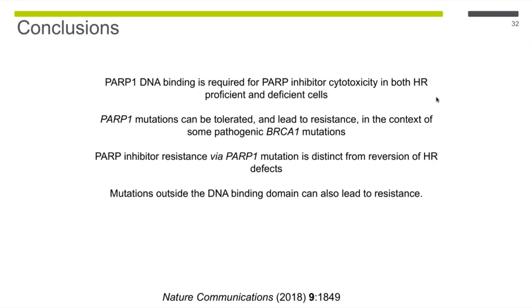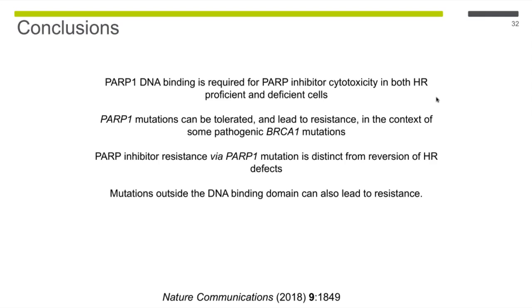And so from the models that we isolated from these BRCA1 mutant cell lines, we showed that actually the resistance is very distinct from the kind of resistance that occurs by reversion of the homologous recombination defect. So, for example, we don't see this cross-resistance to cisplatin or to other DNA repair targeting drugs like topoisomerase inhibitors.